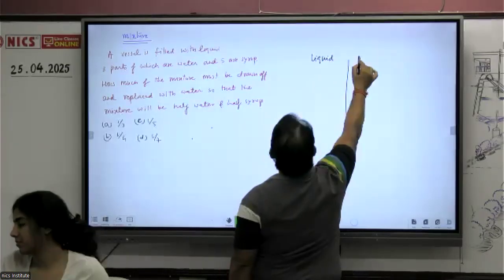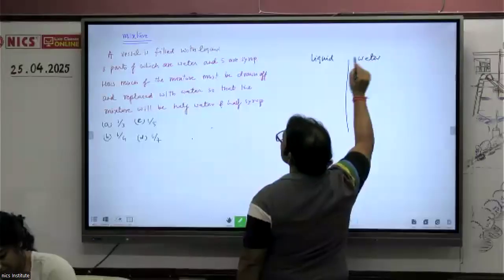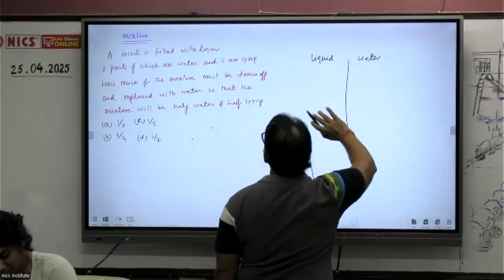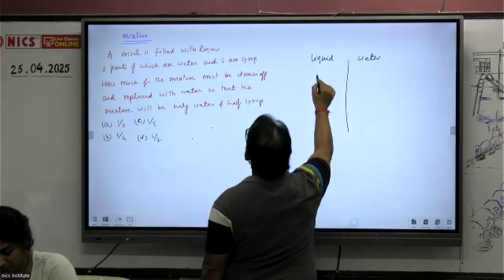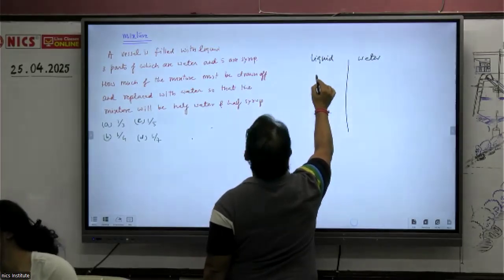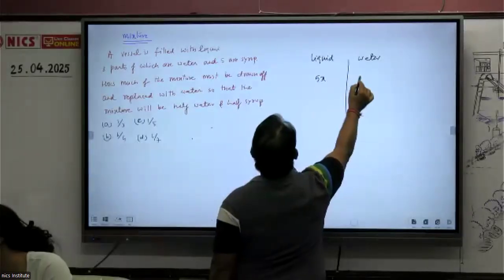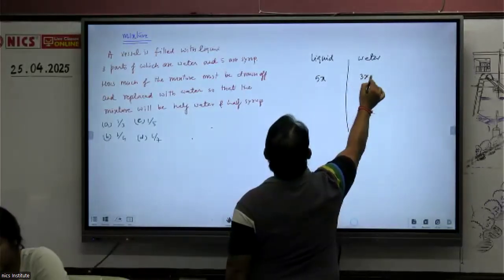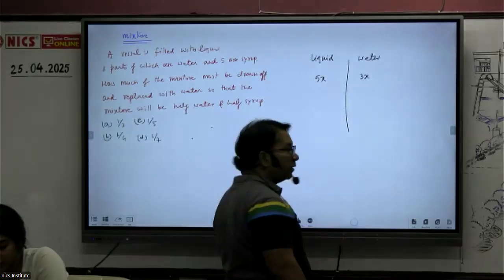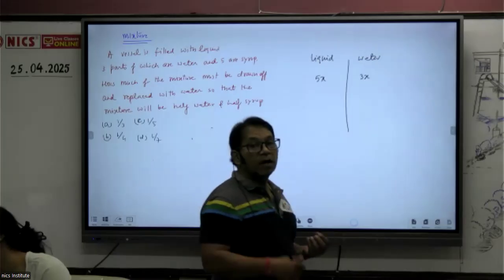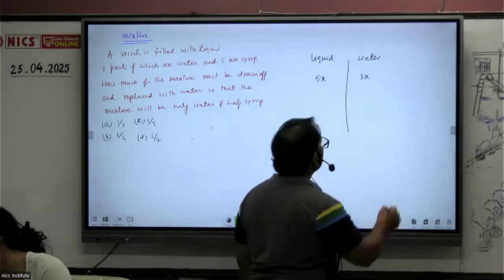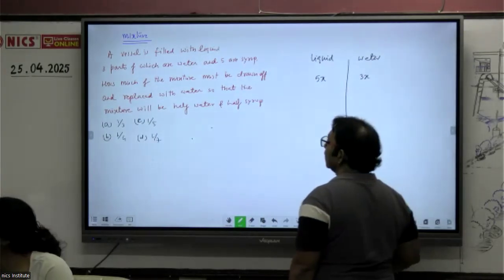Liquid and water, right? So you have 3 parts of water and 5 parts syrup. That is, the liquid is 5x and water is 3x. The proportion is 5:3. Suppose you have taken out y amount of liquid.